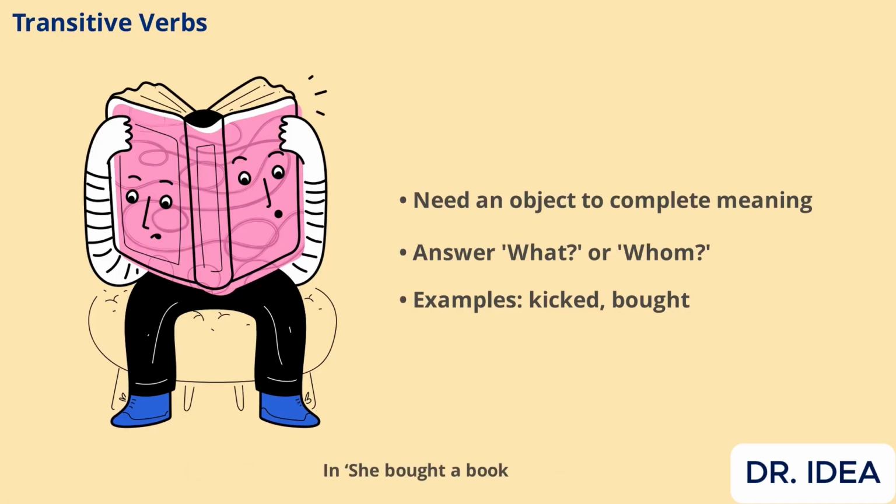In "She bought a book," bought is the transitive verb and a book is the object. Without the object, the sentence would feel incomplete. Transitive verbs are common in English and help us talk about actions that affect something or someone else.